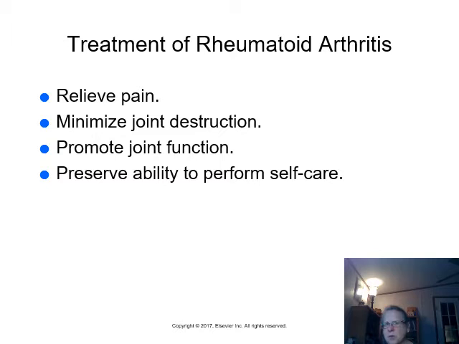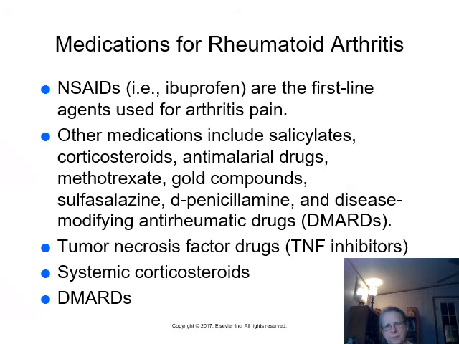Treatment, once again, is pain relief. We're going to try to minimize joint destruction, promote joint function, and preserve what little ability they have. Here are some medications they look at: NSAIDs, aspirins, steroids, methotrexate, and gold compounds that they may use. There are other things they can use, such as systemic corticosteroids.